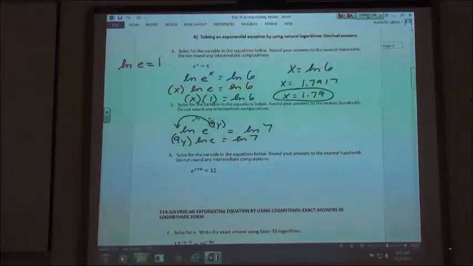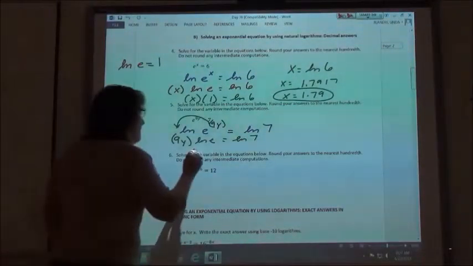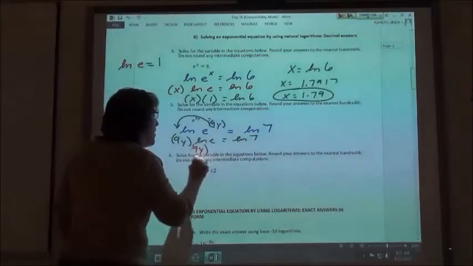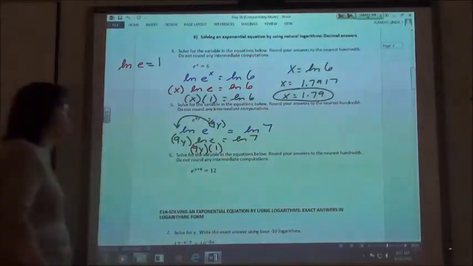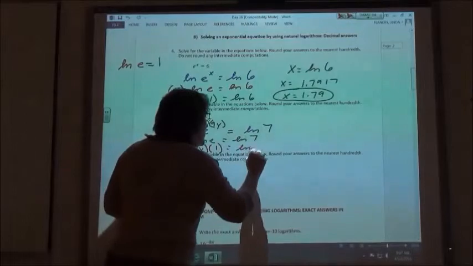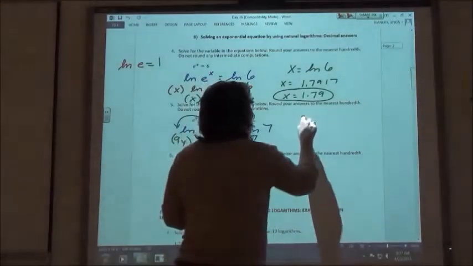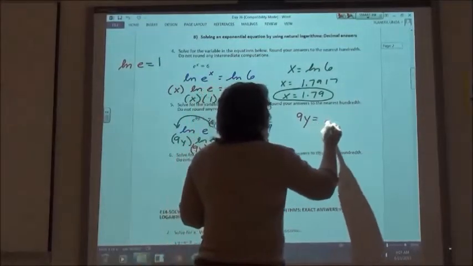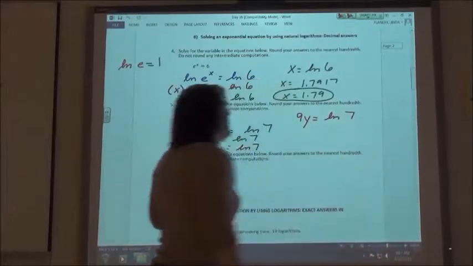Then we did 9y times 1, and why did we put the 1 there? Because the natural log of e is equal to 1, so we replace that with 1. So now we're going to have 9y equals the natural log of 7.